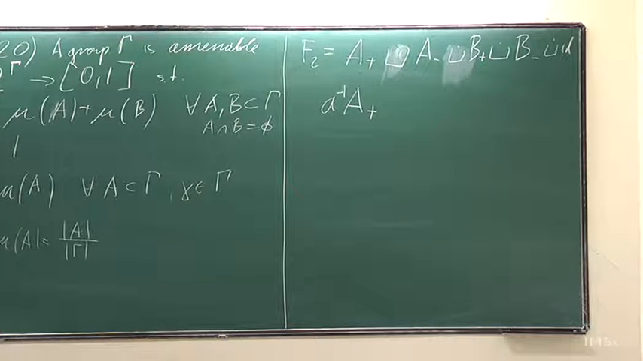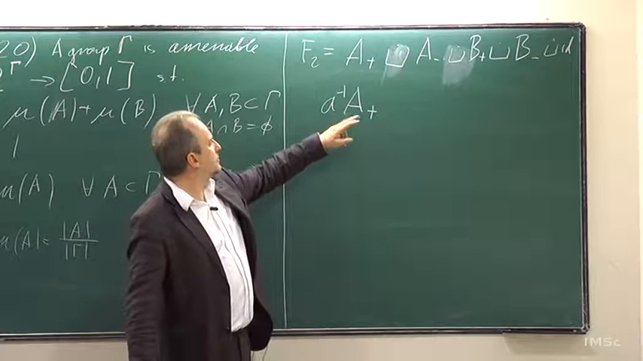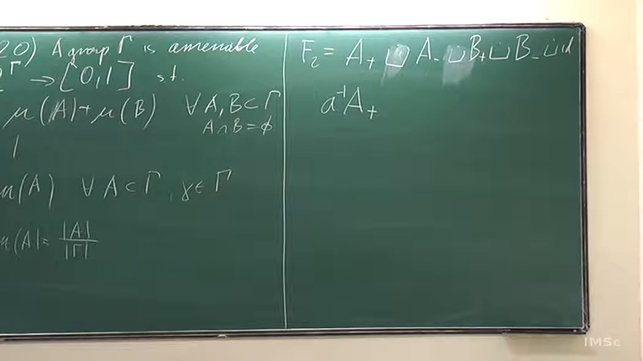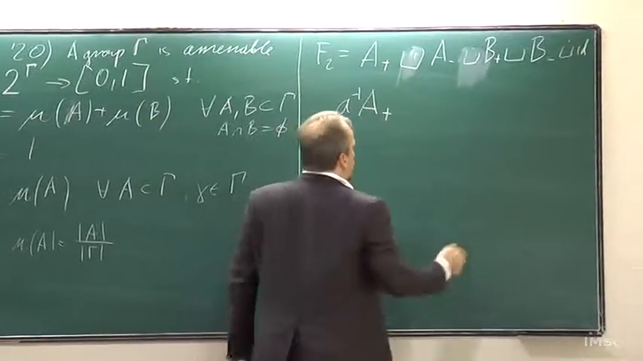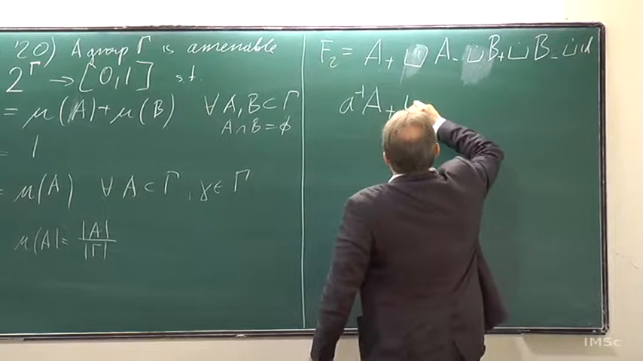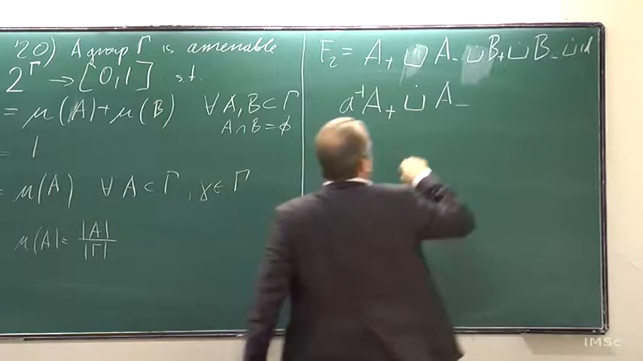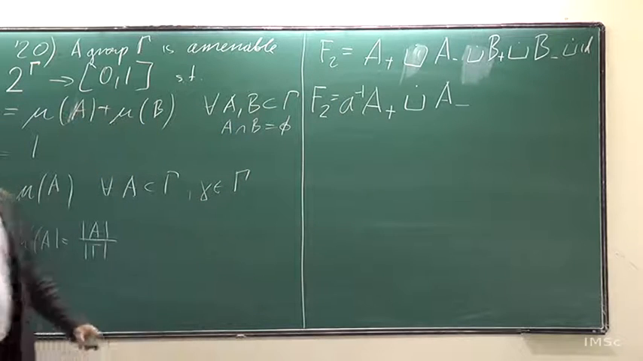Okay, so what letters can we have, what words do we have when we cancel the first A? After A, we could have anything except A inverse, because it is forbidden to have a letter and its inverse. So this is the subset of arbitrary words, except the words which start with A inverse. So actually, if we add A minus, we obtain in this way all elements in F2.